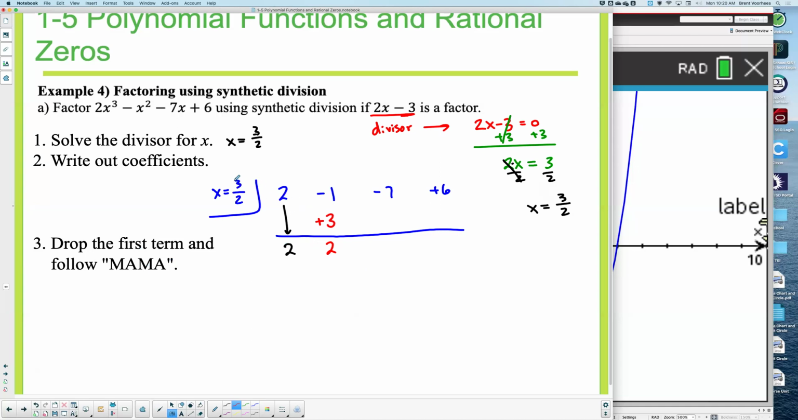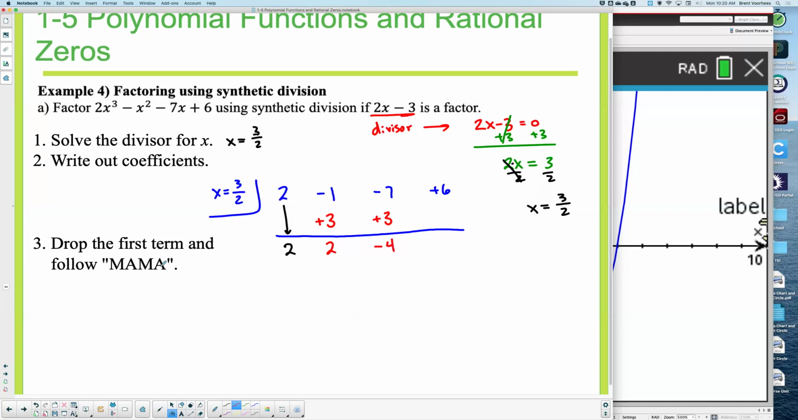Again, with a fraction, you multiply the top. 3 times 2? 6. You divide by 2. 3. That goes there. Again, it's a positive 3, so I'll put a plus because now we're on adding. What's a negative 7 plus 3?